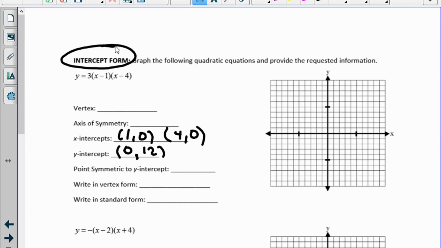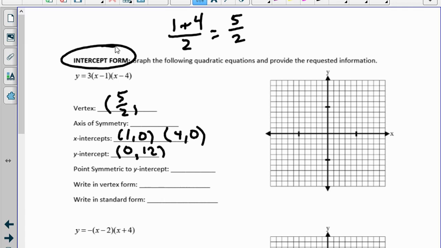We can get the vertex in a couple different ways. We can distribute and then do negative b over 2a, but it's probably pretty easy to just figure out that if our x-intercepts are at 1 and 4, we can add and divide by 2, because due to the symmetry of parabolas, it has to be right in the middle. So my vertex must be at 5/2, comma, whatever happens when I plug in 5/2.